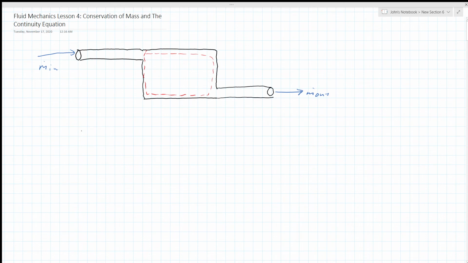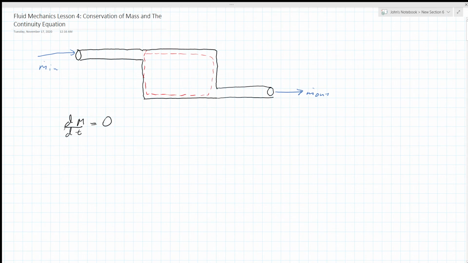For our control volume, if we're operating at the conservation of mass, it means all mass in equals all mass out. That means the rate of change of mass with respect to our control volume, or the system mass, is equal to 0, which means I am not building up mass and I'm not reducing mass.